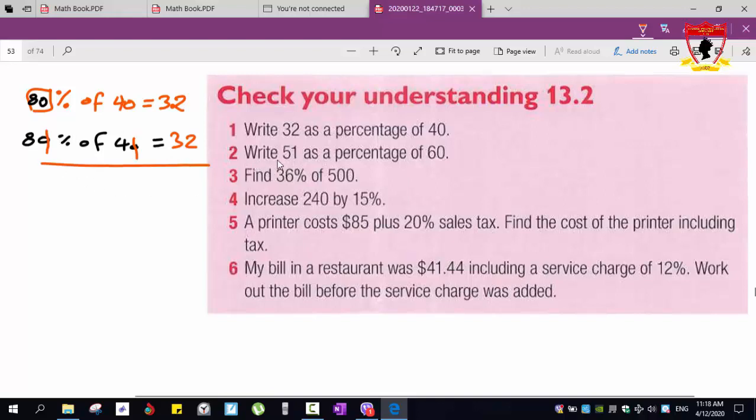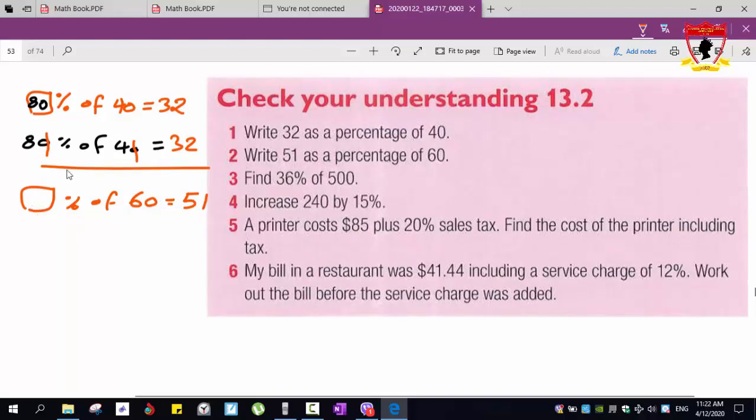Question 2, we need to write 51 as a percentage of 60. Then a number percent of 60 is equal to 51. Then we say which number times 6 will be 51. Since there is no such number in the multiplication table, but it's not the only way, there's another way. The other way, we can divide this number by this after we cancel 1 zero. Then we get this result here.